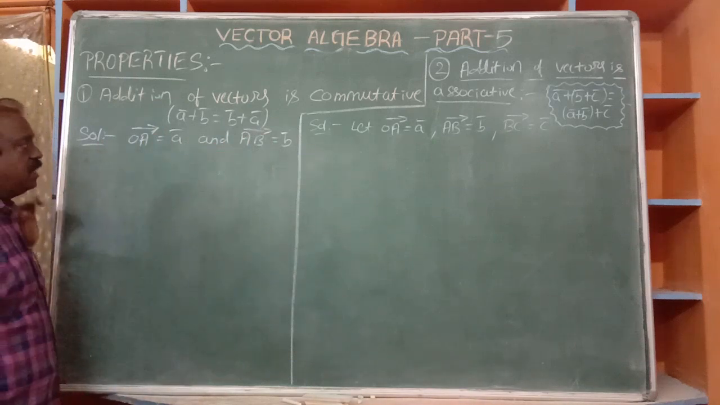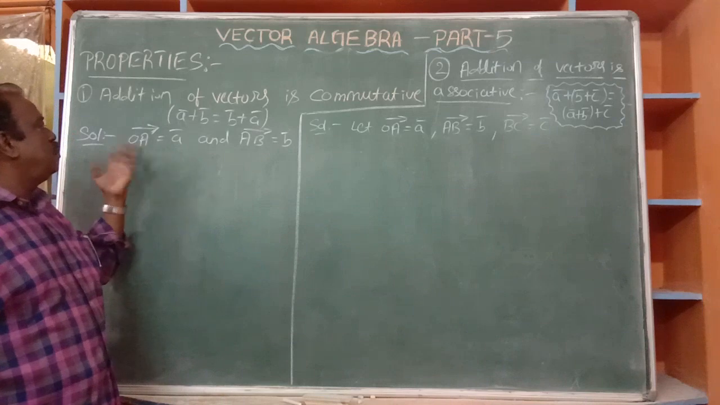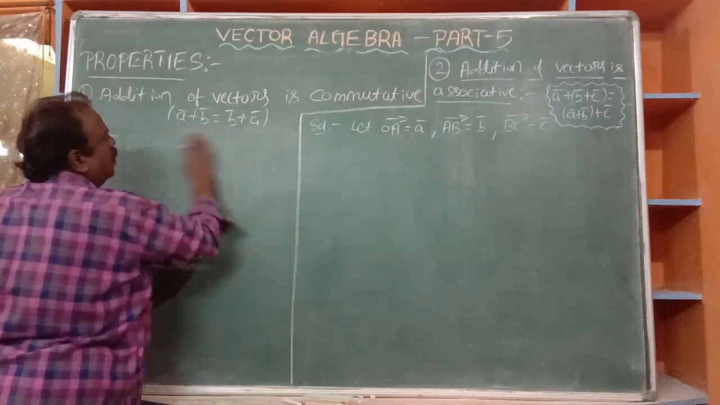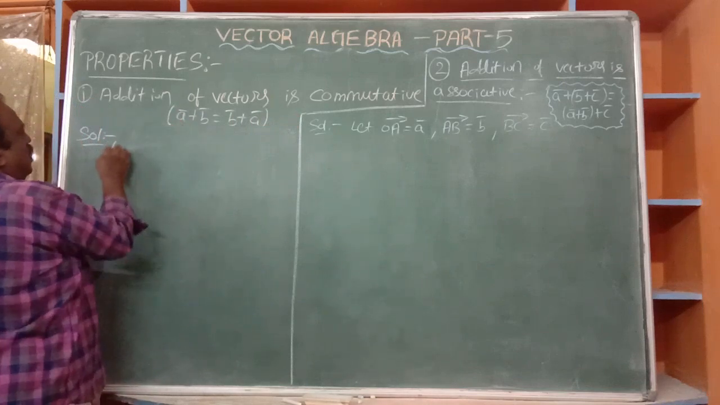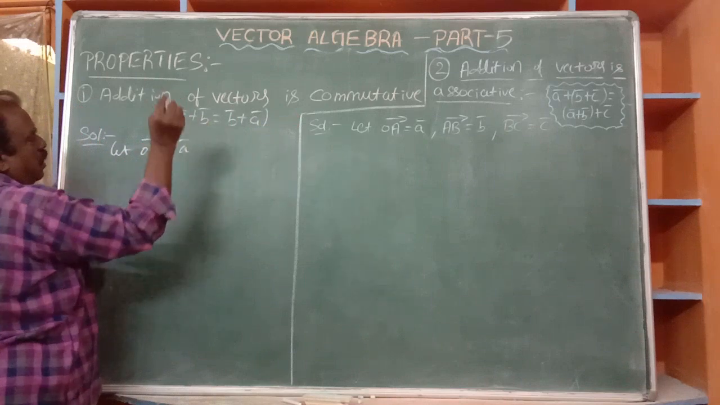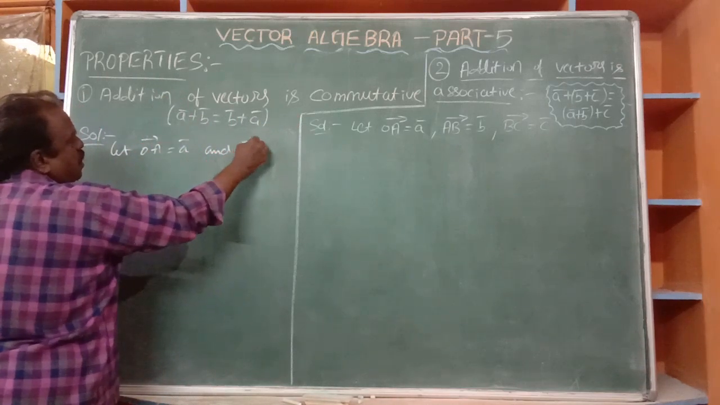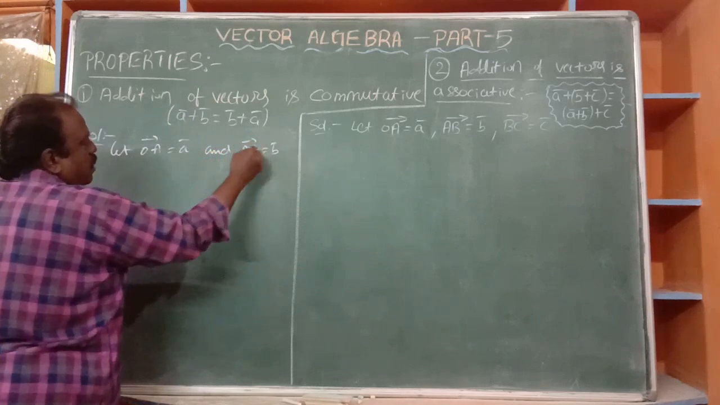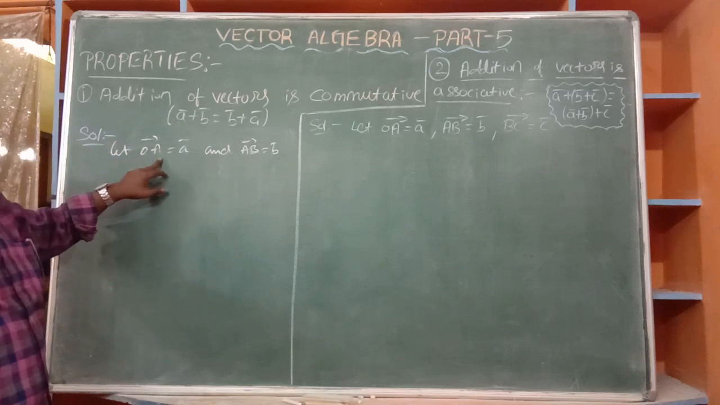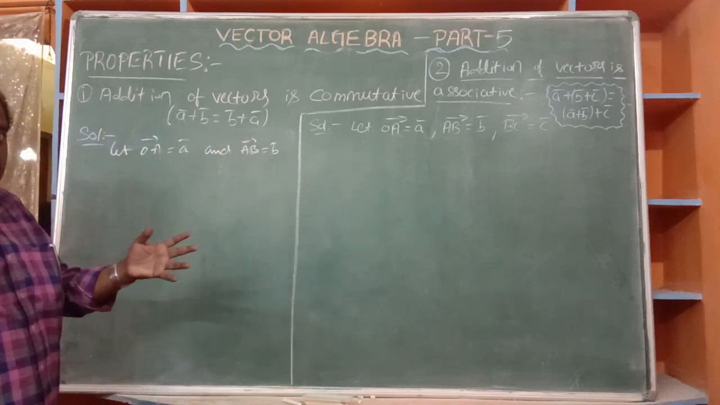You may feel that, sir, you are assuming that OA bar is equal to A bar. Let me write clearly. Observe me. Let OA bar is equal to A bar and AB bar is equal to B bar. I am not taking OB bar. You may feel that if OA bar is equal to A bar, we take OB bar is equal to B bar. Why OA bar, OB bar, B bar?